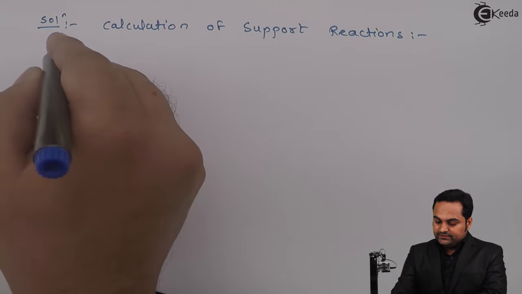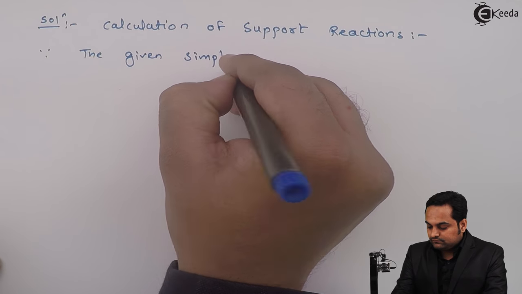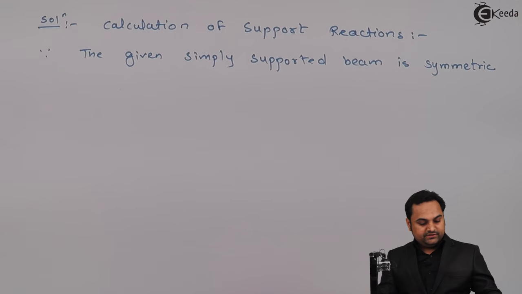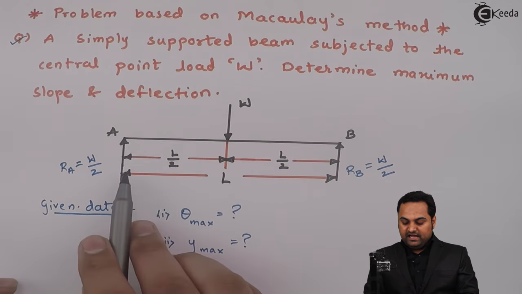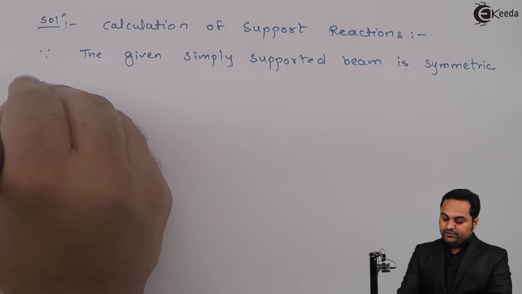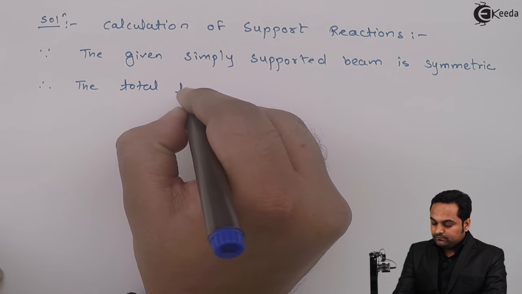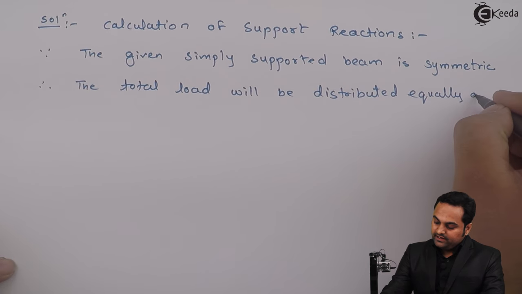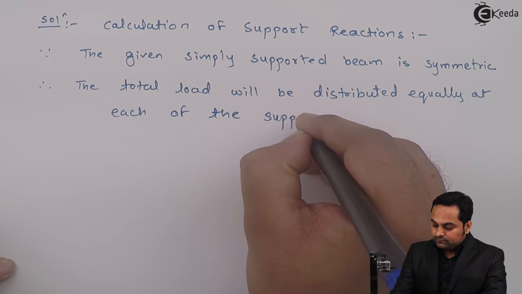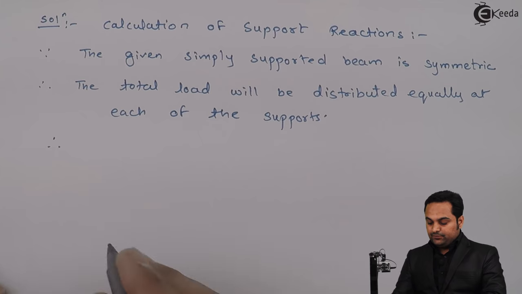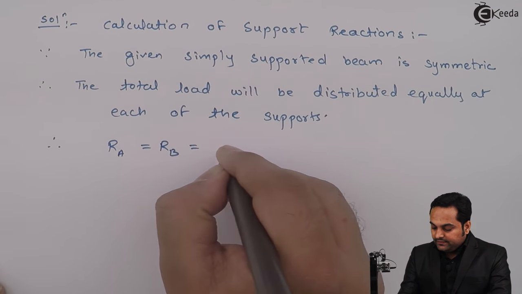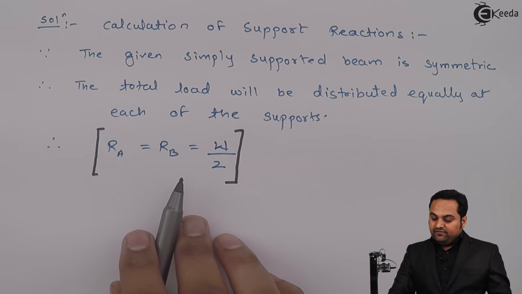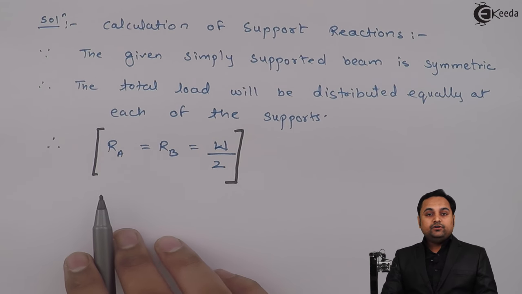So here I'll say that since the given simply supported beam is symmetric, symmetric means the load which is kept on the beam will have equal distance from both the supports. So since it is symmetric, therefore the total load will be distributed equally at each of the supports. So therefore, when the total load gets distributed, RA is equal to RB, and that is equal to W by 2. So we have got the values of support reactions.